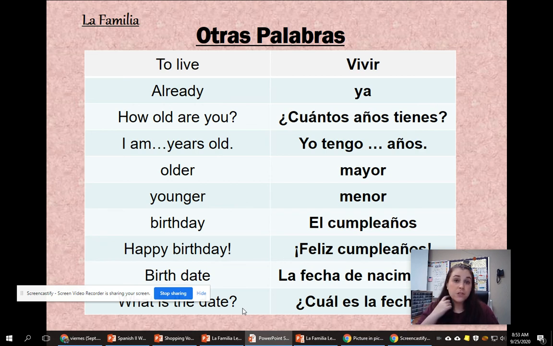So those are your vocab words for this week. Make sure you fill out your fill-in sheet, and then you can continue with the assignments for today. And if you have any questions, let me know.